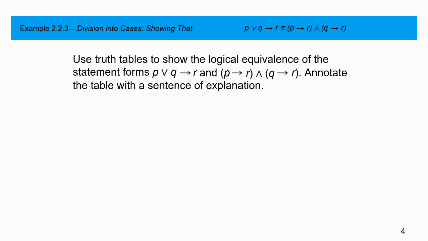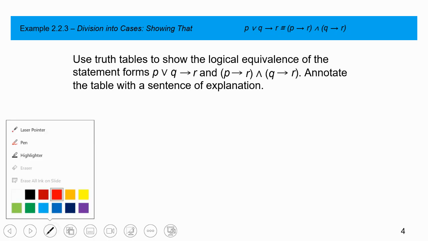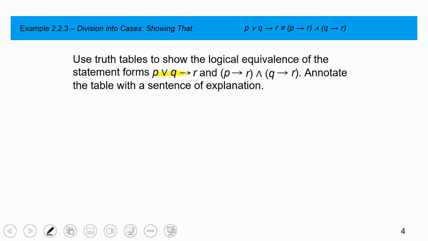All right, we're back to those truth tables. It says use truth tables to show the logical equivalence of the statement forms. We're going to annotate with a sentence of explanation. So let me get a little highlighter going here. So we're trying to show the logical equivalence of this and this. Now, I want you to notice that we have three statements. P, Q, and R.